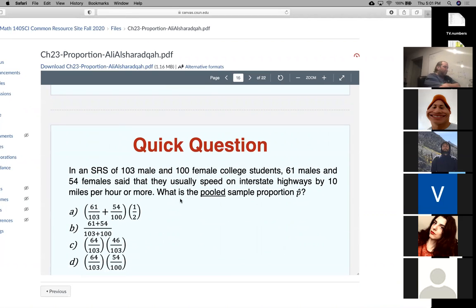So in an SRS of 103 males and 100 female college students, 61 males and 54 females said they usually speed on interstate highways by 10 miles per hour or more. What is the pooled sample proportion P hat? The pooled sample proportion P hat, A, B, C, or D, is what?